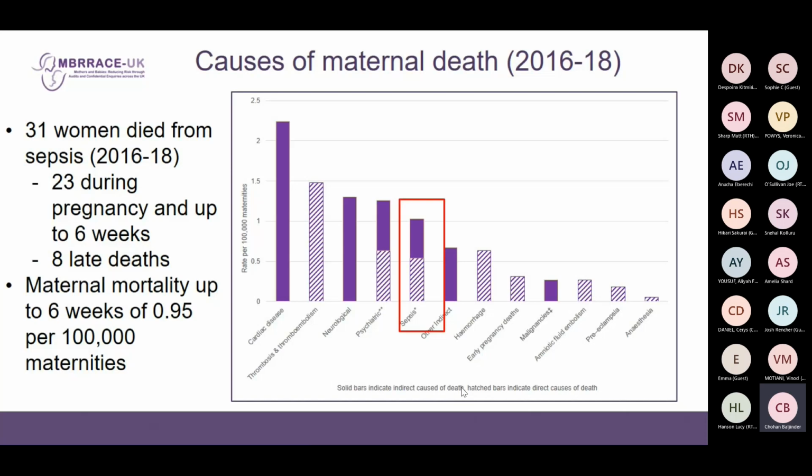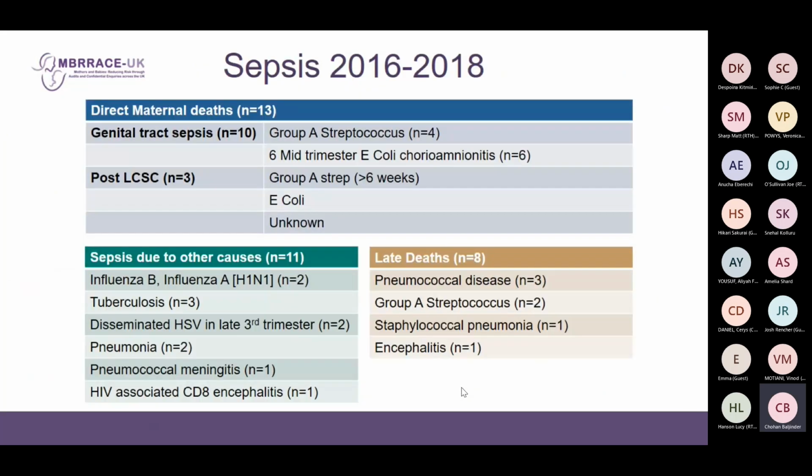But I mean, it's interesting to see, and it's always chopping and changing, but sepsis is always one of the ones, you know, it's definitely in the top 5 usually. So it is important. Then when they looked further and broke it down further, well, why are women dying? They break it down into genital tract sepsis and those after cesarean section. So these are the direct causes of death.